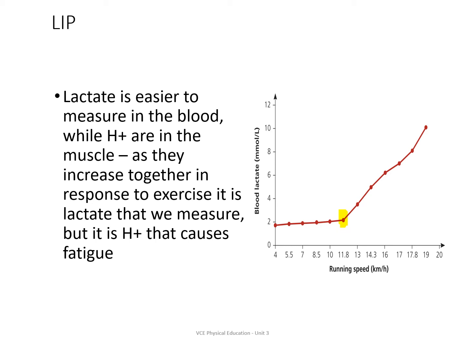So of course we're talking about lactate because it's easier to measure in the blood than hydrogen ions, which are in the muscle. Because they increase in a linear fashion, we continually talk about lactate, but it's the hydrogen ions we're more interested in.